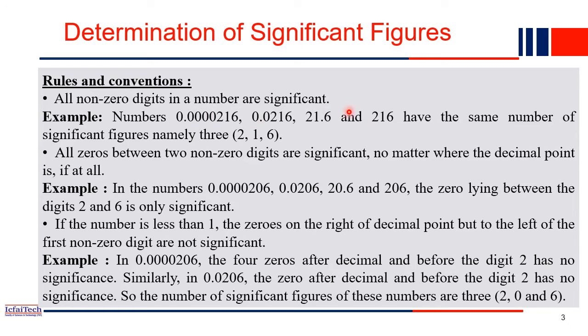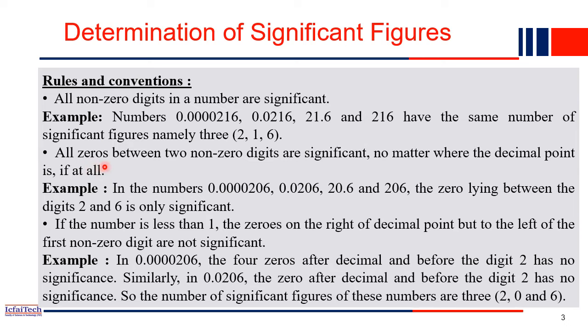So if you have this number, this number, this number, all will have the same number of significant figures, namely 216. As I mentioned, all non-zero digits in a number are significant, meaning here the non-zero digits are 216. So 216 will be the significant digits. Here also, in this number, you have the significant digits 216, everywhere 216 is the significant figure. So that is our first rule.